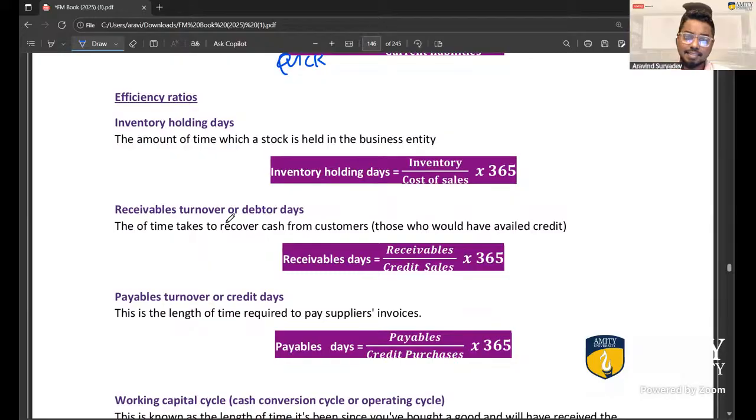Now, receivable turnover or debtor days. This is essentially the time required to recover cash from customers, those who have availed credit. That is receivable days, receivables divided by credit sales multiplied by 365. Now, payable turnover or credit days, right? This is the length of time required to pay suppliers' invoices. That is payables divided by credit purchases multiplied by 365 gives me payable days.